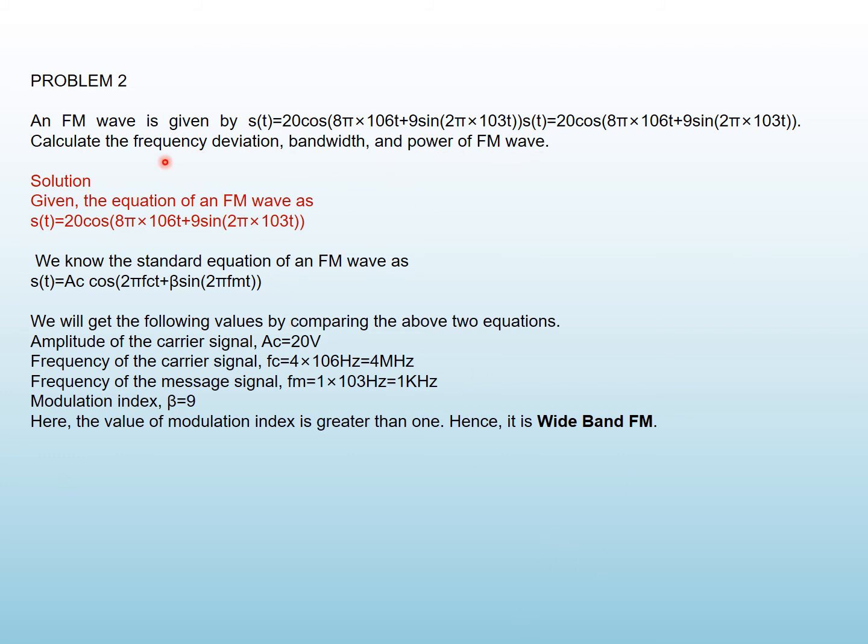So once again you are asked to find three parameters: del f, bandwidth, and the power. So take your signal. Signal is given as 20 cos of 8 pi 10^6 t plus 9 sine 2 pi into 10^3 t. So we know the standard form of representing an FM signal. So it is Ac cos of 2 pi fc t plus beta times sine of 2 pi fm t. So Ac here, just directly interrelate.